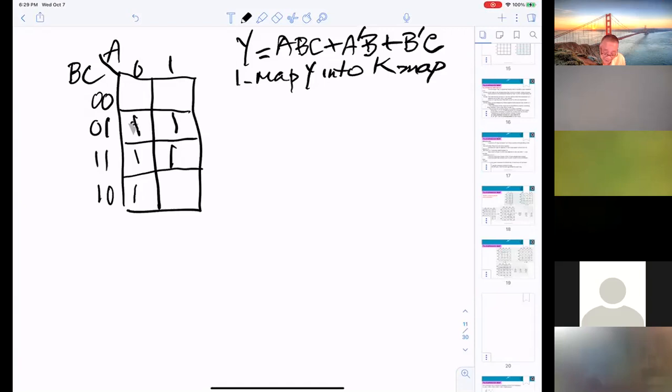Okay, and the one not A will be 0. That is mapping. Any question on how to map an equation into the K-map?